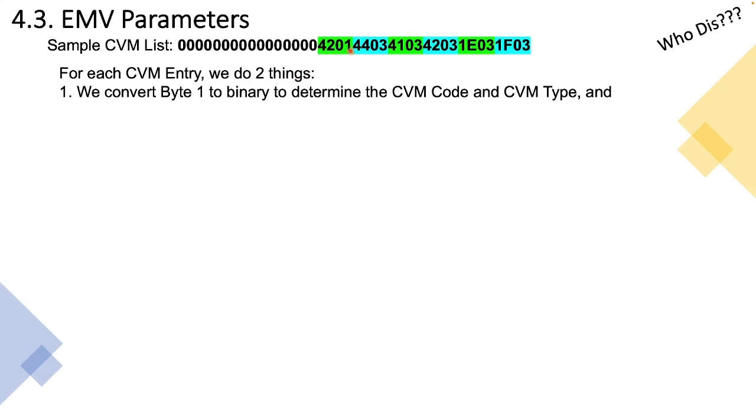Remember, we said this is a 2-byte value. 42 is byte 1, 01 is byte 2. So the first thing we do is we take byte 1, 42, and we convert it to binary. Okay? And by doing this, we'll determine the CVM code and the CVM type.